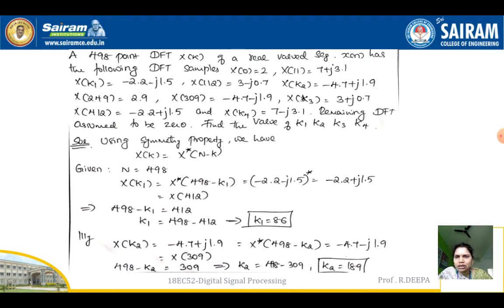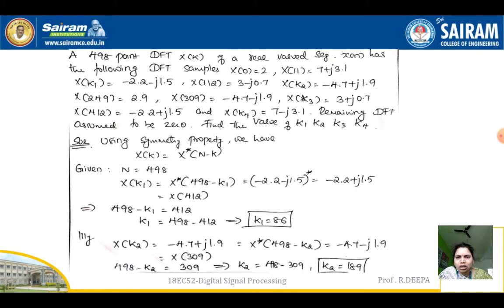So let us write what is given. X of k1 is given as minus 2.2 minus j 1.5. So X of k1 will be equal to X conjugate of N minus k as per the symmetry property. So put N is equal to 498, right? And if you observe the value of this X of k1, if you take conjugate, it is minus 2.2 plus j 1.5, and this value is equal to X of 412, which is given in the problem statement. So X of k1 is equal to X of 412. Thereby you can calculate the value of k1.